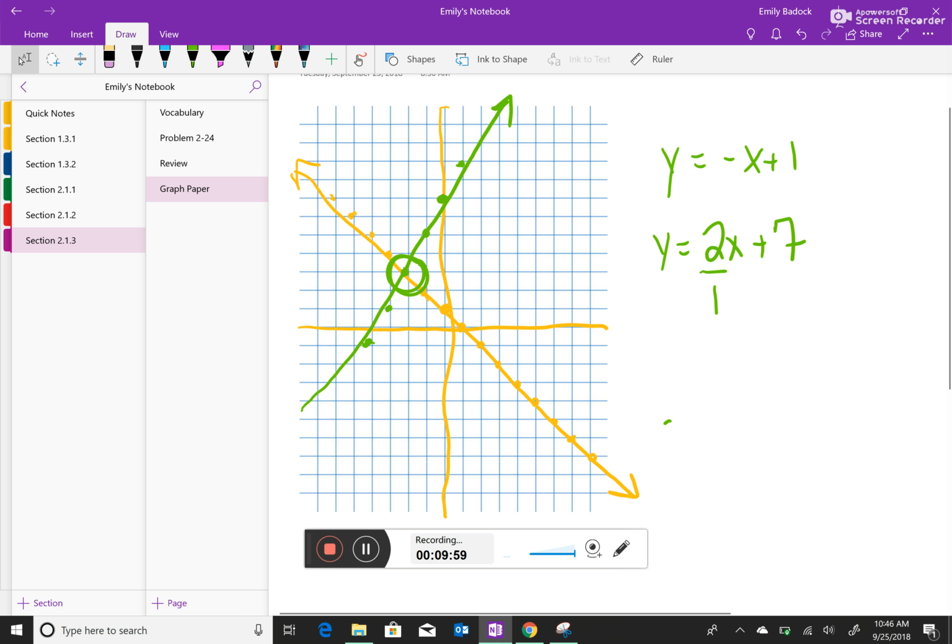So we are at (-2, 3). So that should be our answer. So x should equal -2 and y should equal 3 when we go back and actually do the problem. So I'm going to jump back over here to the review problem.